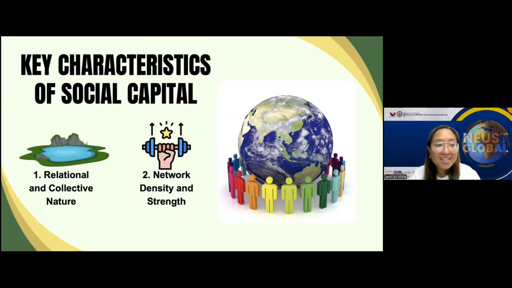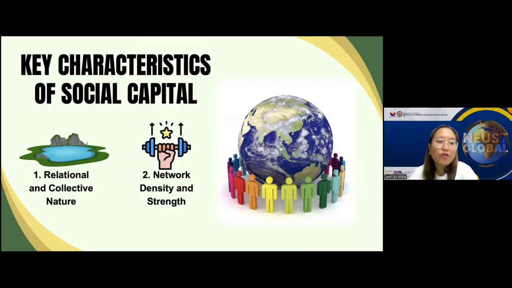Another is network density and strength. This refers to how many people are connected. This is what we call density. And how strong those connections are. This is what we call strength. So when networks are dense and relationships are strong, information spreads quickly. So help is easily available and the people can work together efficiently.